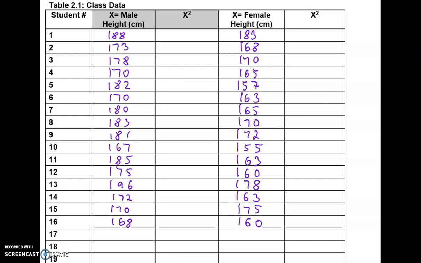Okay, so here is the raw data set as collected in our classroom a couple years ago. You can see the height of the male students, and we have 16 students here on this side. The height of the female students, also 16 samples here on this side. And now I'm going to enter the square of the data. So 188 squared would go in this space. 183 centimeters squared will go on this side. And again, to save some time, I'm just going to stop the recording and put the data in.